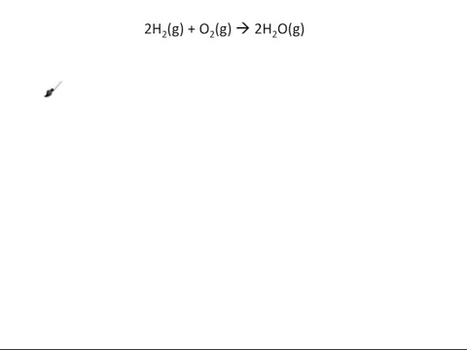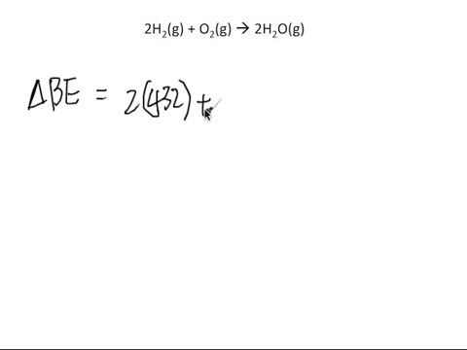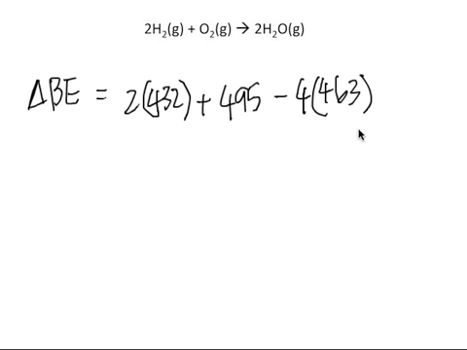Okay, let's calculate the change in bond energy. So change in bond energy is calculated by doing the bonds broken minus the bonds formed. So the bonds being broken are the 2 hydrogen bonds, the O double bonded to an O, the 4 water HO bonds, right? Because 2 for water times 2, 4. This is going to give us about minus 493 kilojoules.